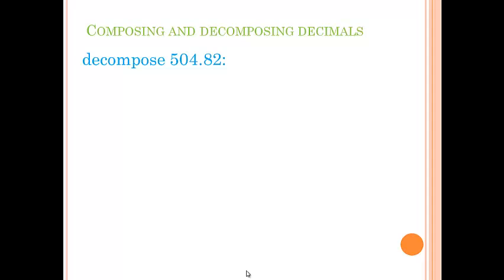Decompose 504.82. First way, we can decompose this number by using expanded form. And expanded means write again each digit with its value. 5 in the 100th, so we will write 500. 0 in the 10th place, ignore it. 4 in the first place, we will write just 4. Now turn to the decimal part, we have a point, 0.8, and we will write 2 in the 100th, 0.02.